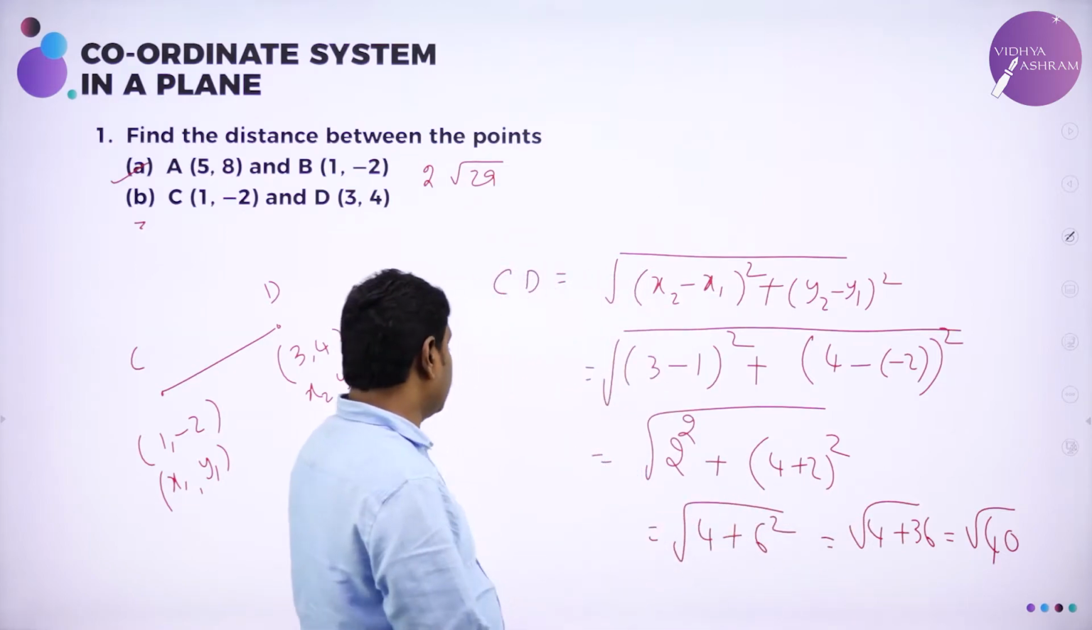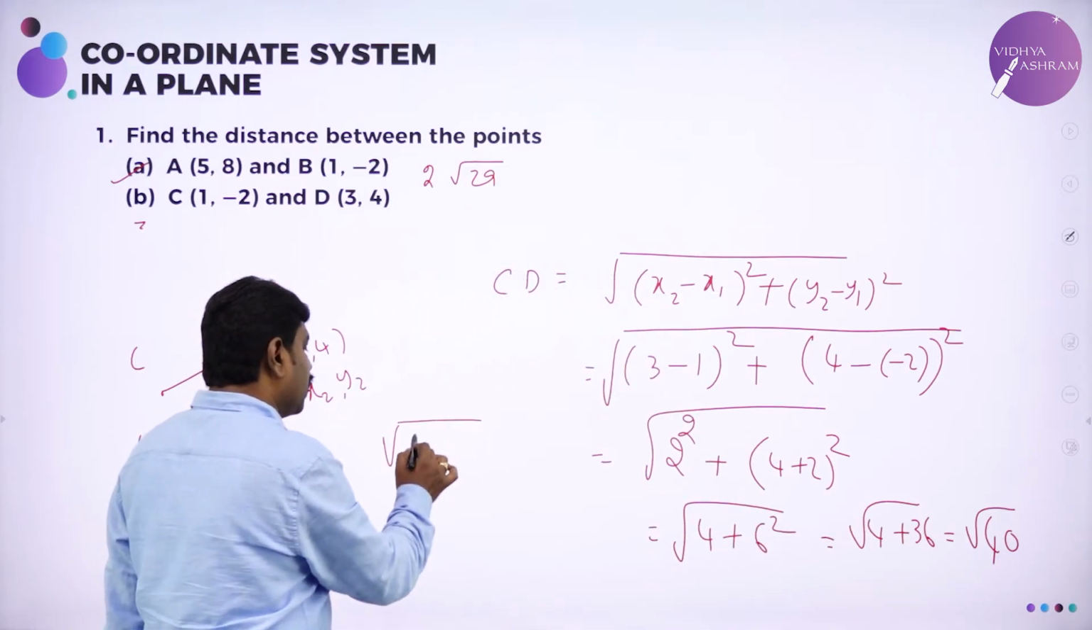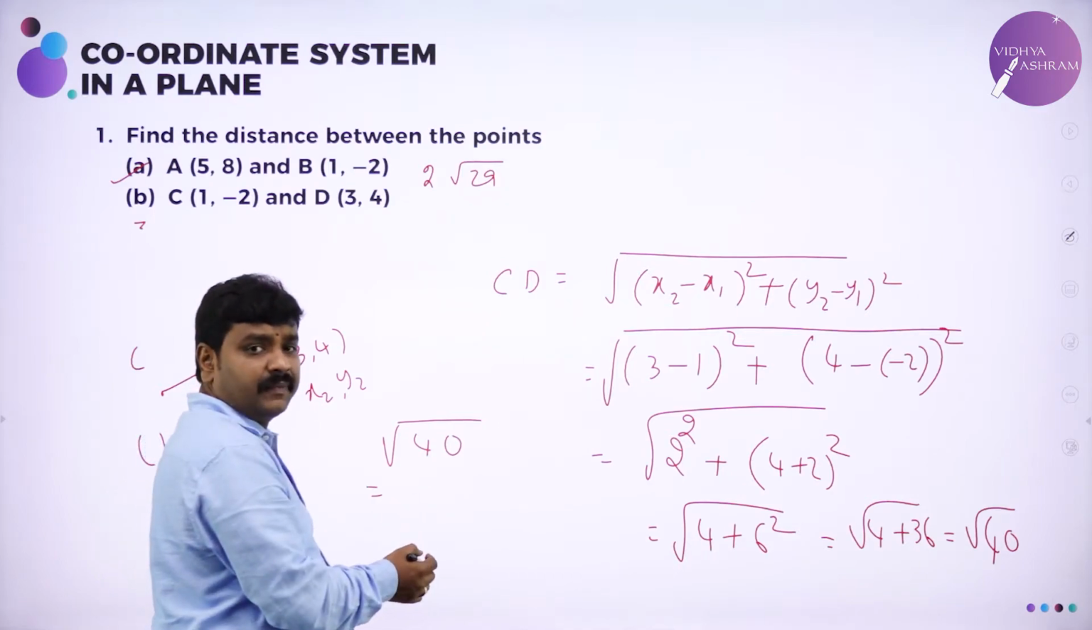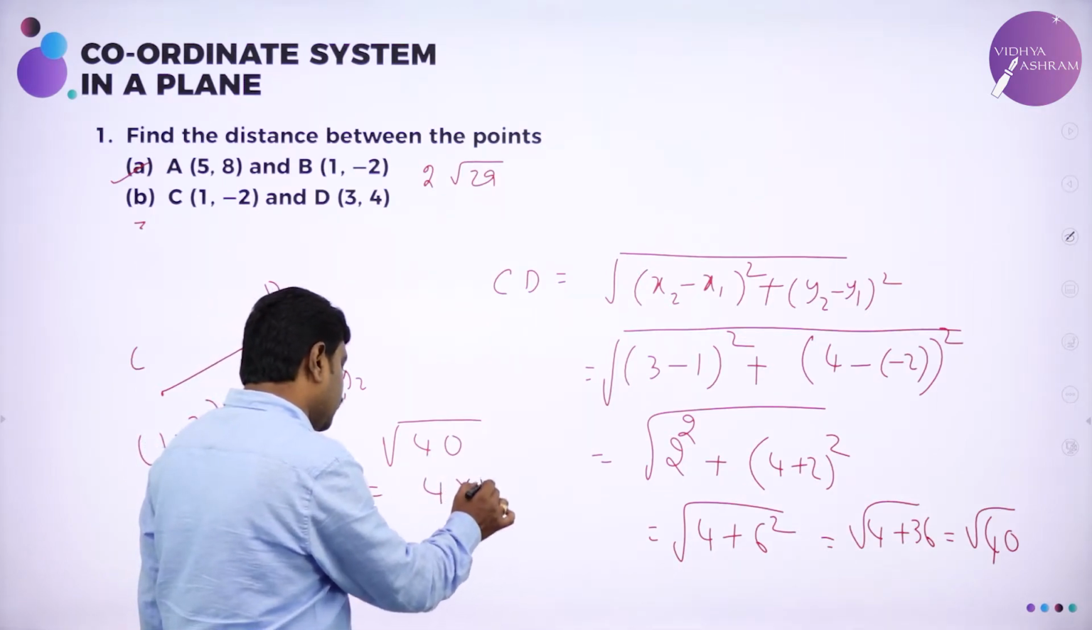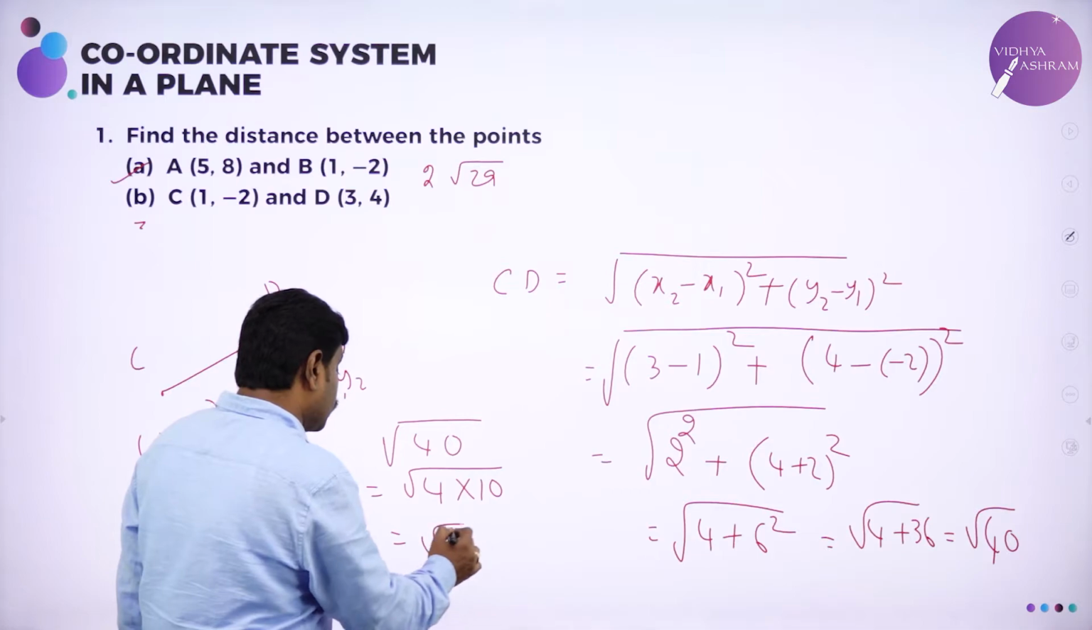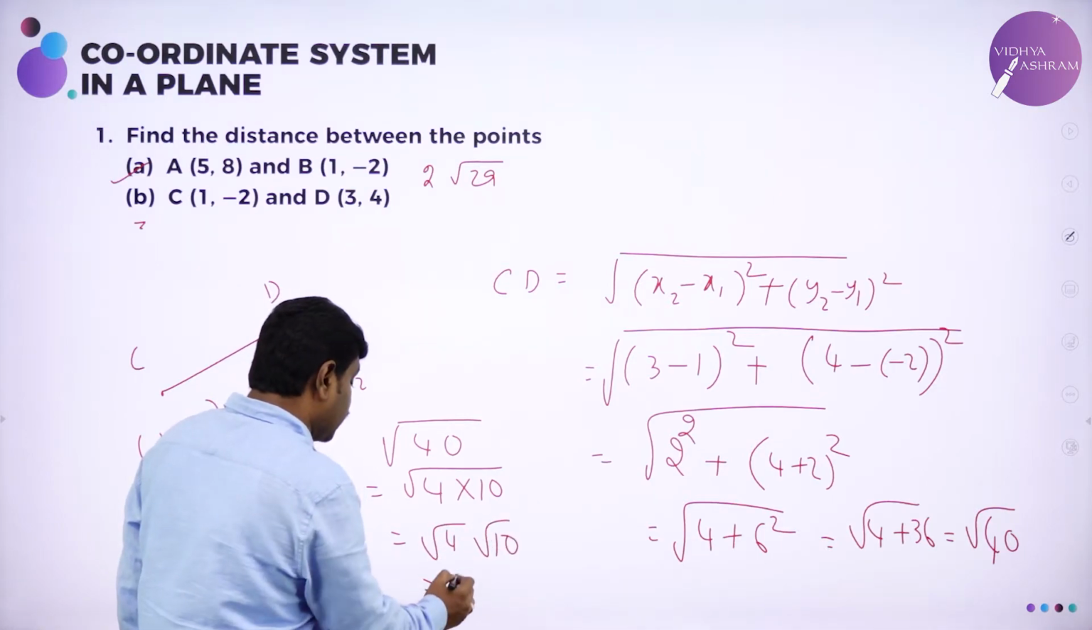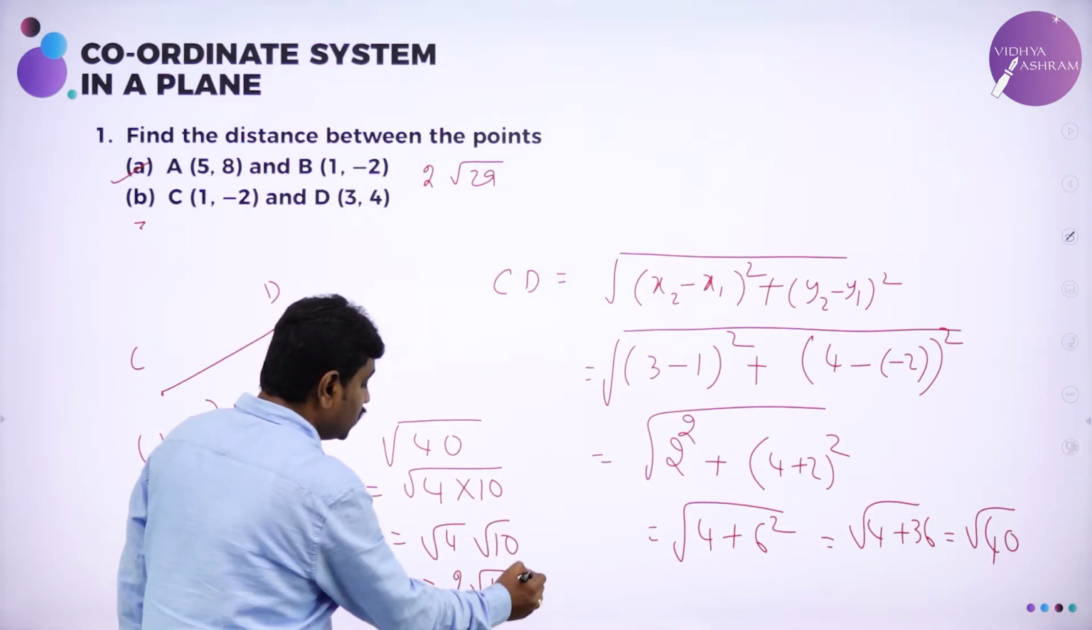Root 40 units. And you know root 40 is a multiple of what? 40 can be written as 4 tens. So can I write it as 4 into 10 under root? Further can I write it as root 4 into root 10? Further can I write it as 2 root 10 units? This is the answer.